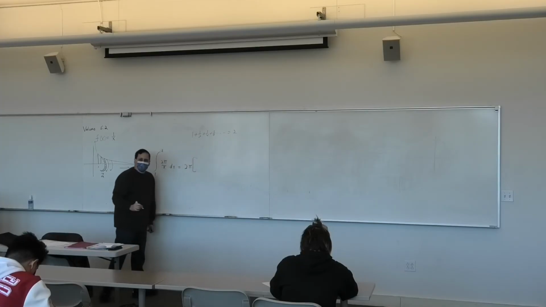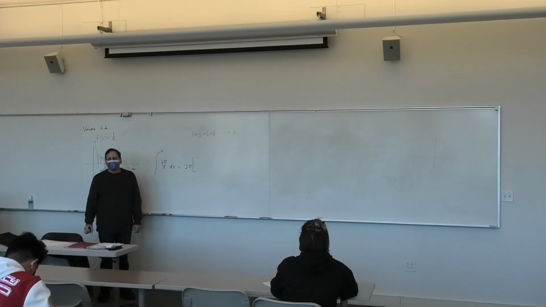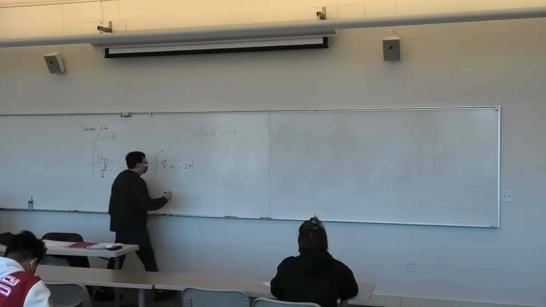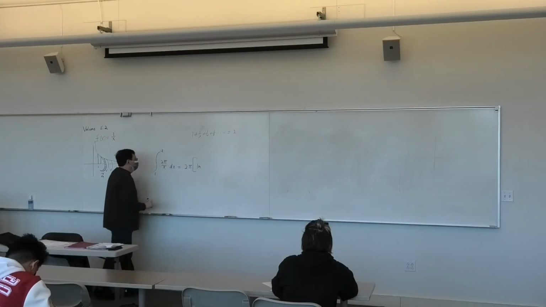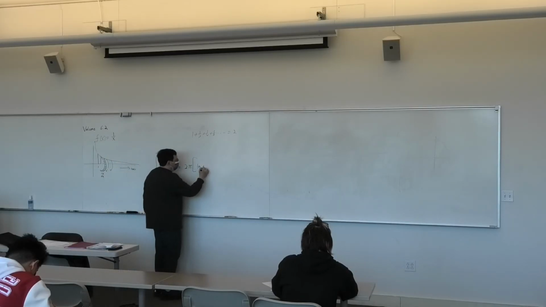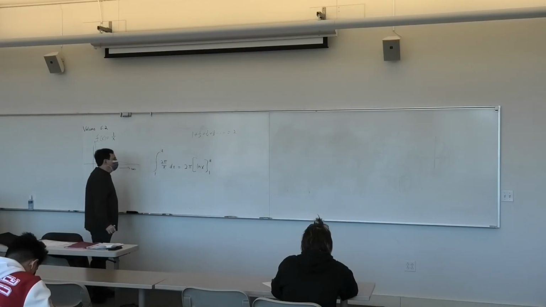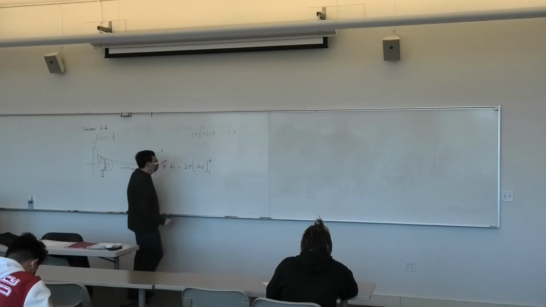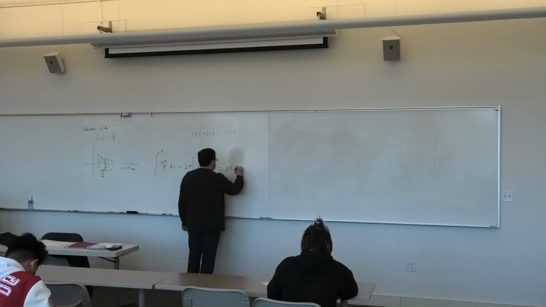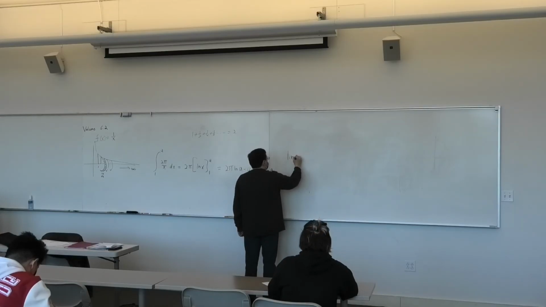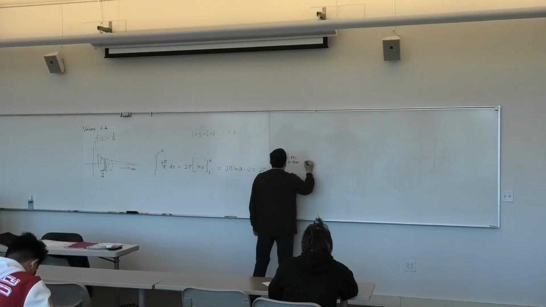And what's the antiderivative of 1 over x? Now we could put absolute value signs, but since all our numbers are positive, we don't need to. So from 1 to a. So what do we get here? We get 2 pi ln of a minus 2 pi ln of 1, which is just 0. Now we have to find the limit as a goes to infinity of this result.